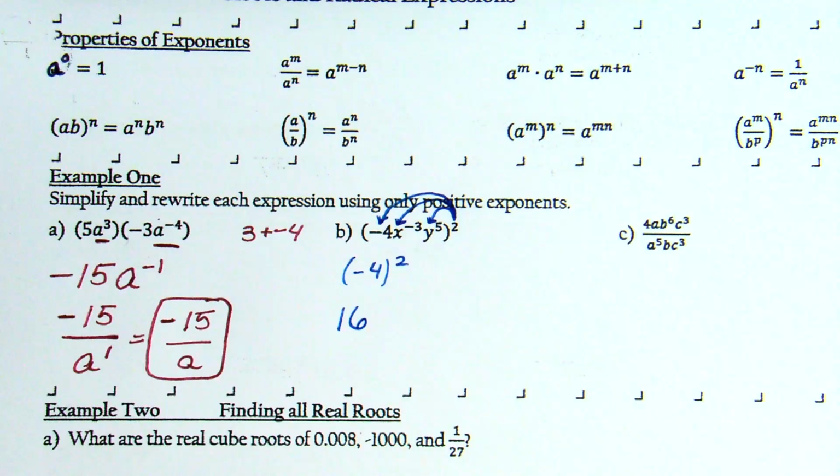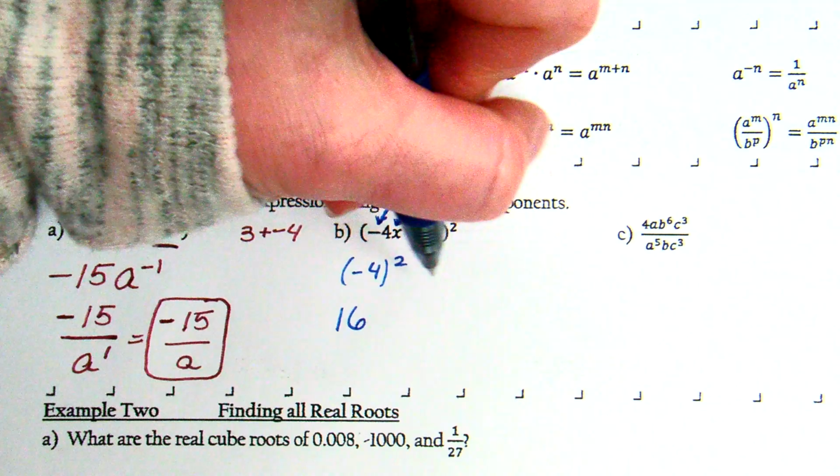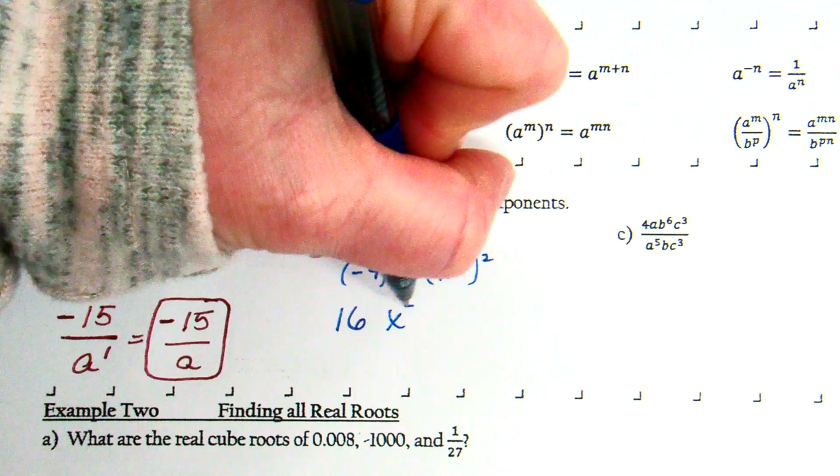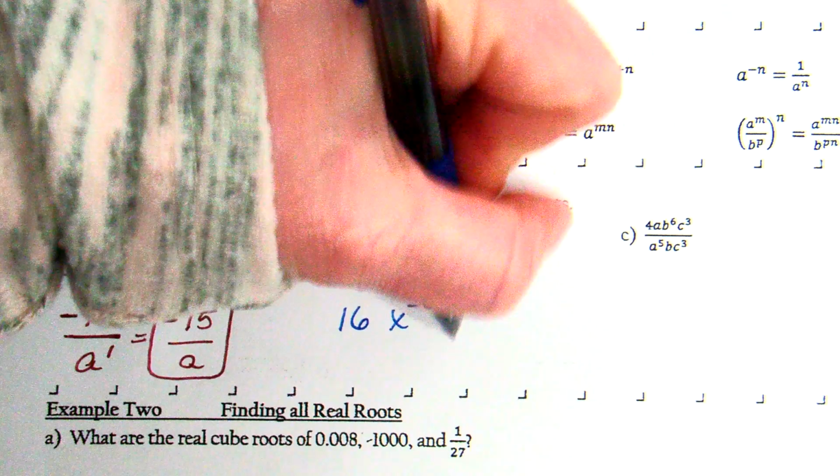Okay? What about x? What do you do with a power raised to the power? It's x to the negative third raised to the second. We're going to multiply them. It's a power raised to a power. So you multiply them. It's x to the negative 6th. And what about y then? Multiply. It's a power raised to a power, so it's y to the 10th. And when I say power raised to a power, think of it this way. There's just one y, but 2 powers. So I'm going to multiply.